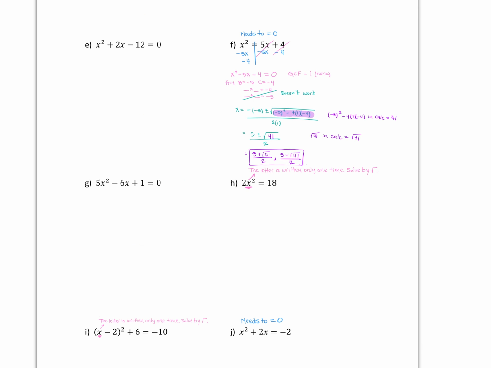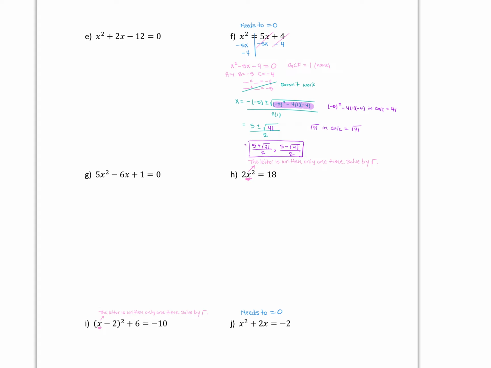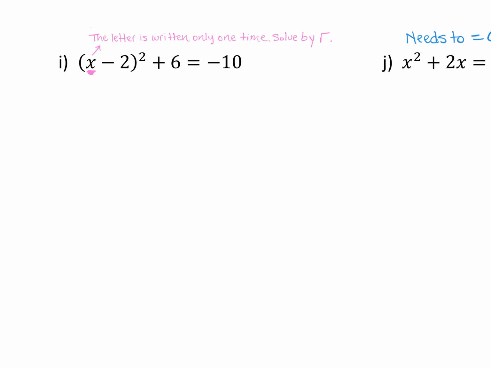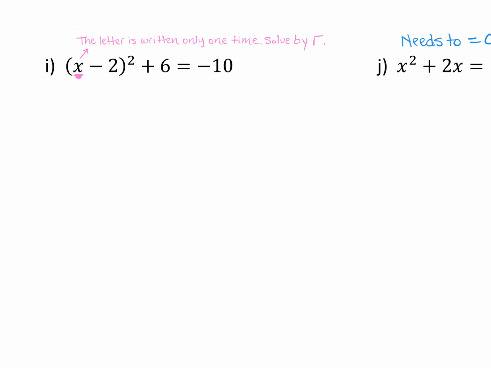All right, the next one we're going to do, skip G, skip H for now, and come to J. The letters only are in one time, and so we want to solve by square roots. In order to solve by square roots, the parentheses to the power of 2 has to be all by itself. Right now it's being added by 6, so it's not by itself. You have to undo that adding of a 6. We undo adding by subtract, so we have to subtract both sides by 6.